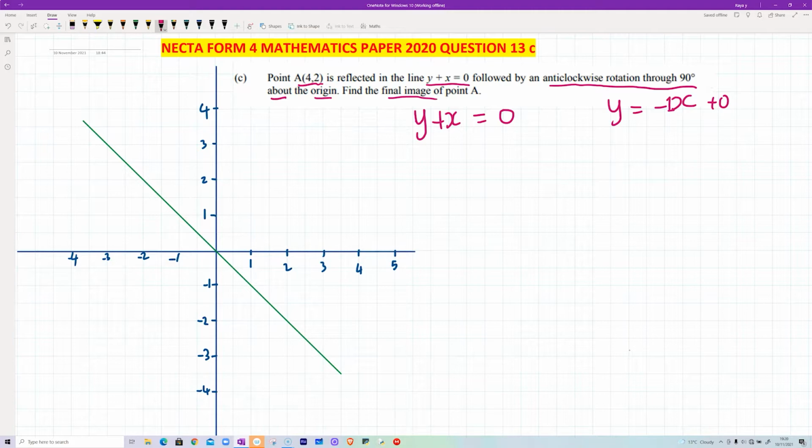Okay, I always use the unit vectors, i and j vectors. Let's put in point A. Point A is at (4, 2). So (4, 2) is this one here. In terms of vector, you could write it like this, 4, 2. This is point A. Now, what happened to point A? It was reflected on this line. This is the line y plus x is equal to 0, which is y equals minus x. In other words, it's the same line.